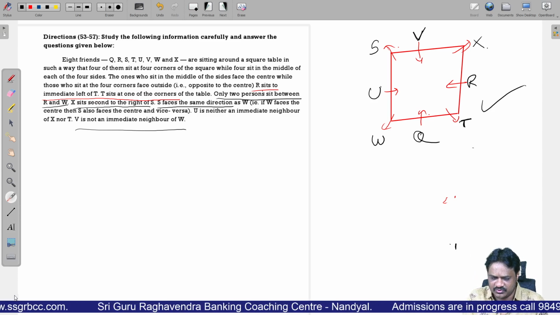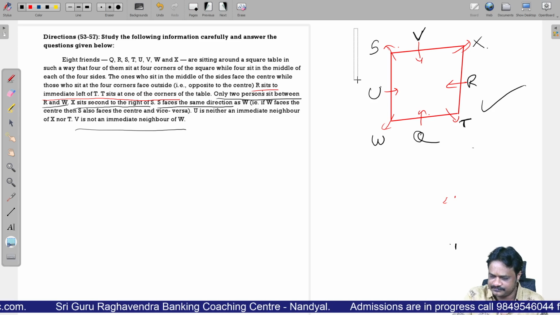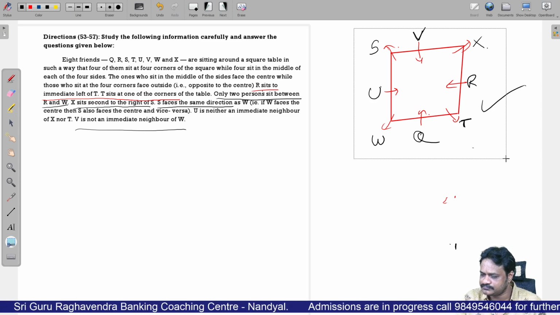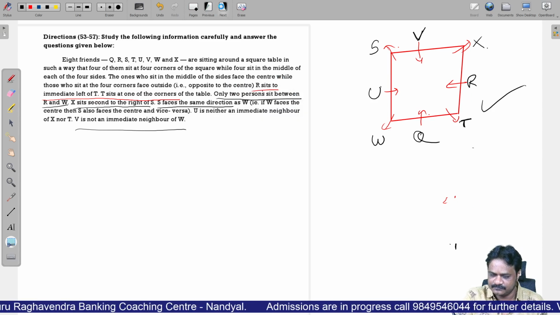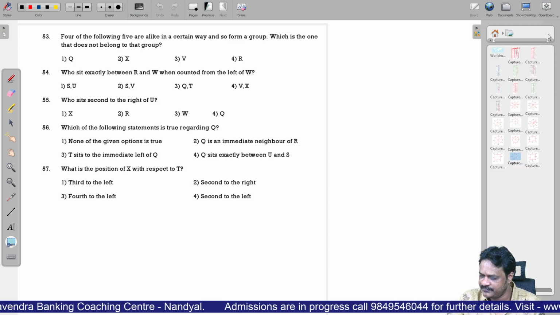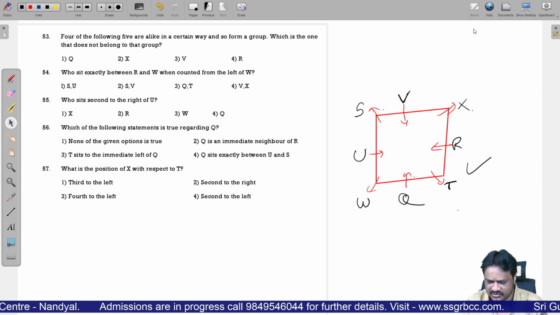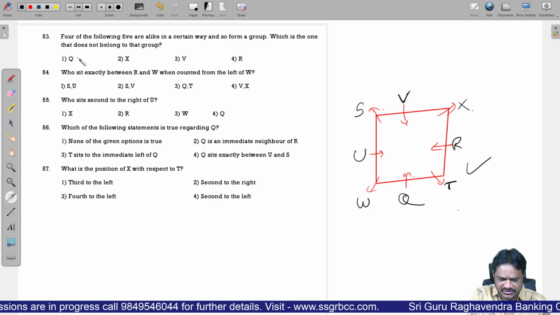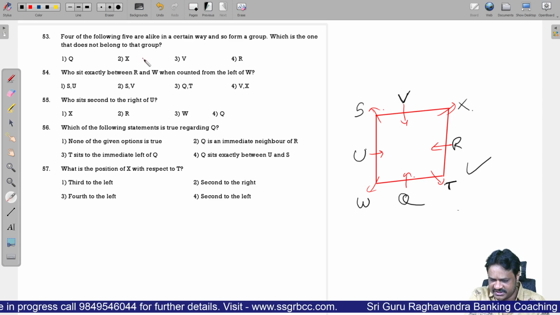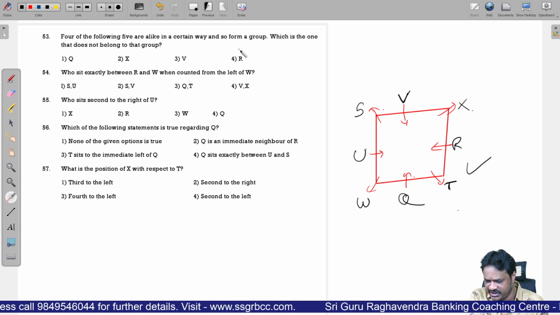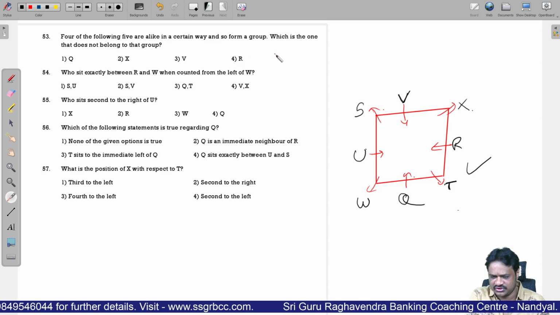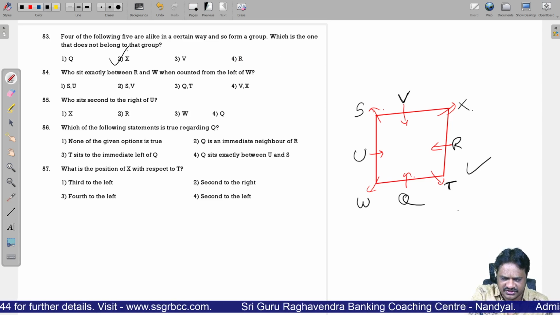Now let us move to the questions. Four of the following five are arrayed in certain way and hence form a group, which is the one that does not belong to that group? So Q is in the middle, whereas X is in the corner, P middle, R middle. So only X is in the corner, so X is the odd one out.